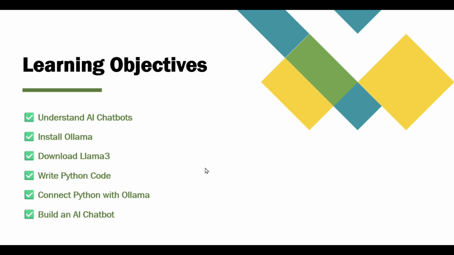The learning objectives are to understand AI chatbots, install Ollama and download the Llama 3 model, write Python code, connect Python with Ollama, and build an AI chatbot.